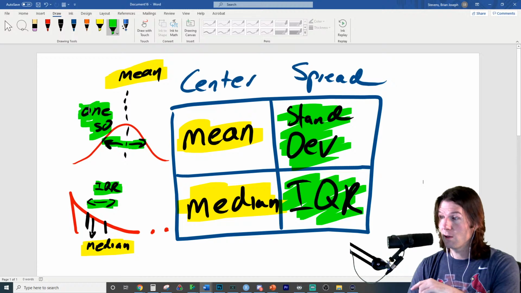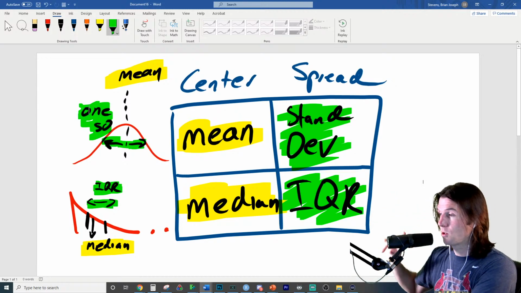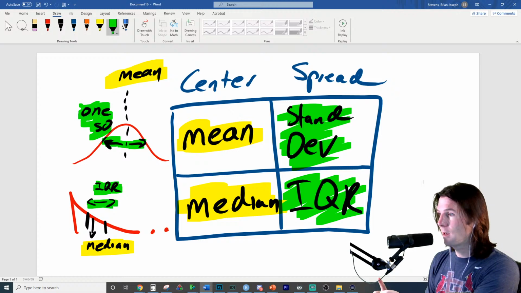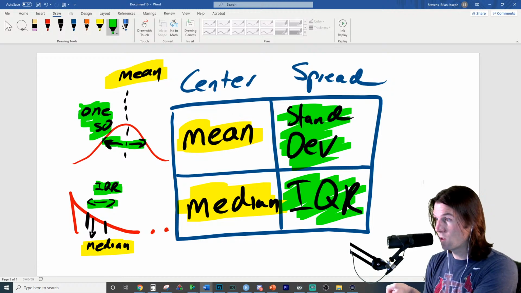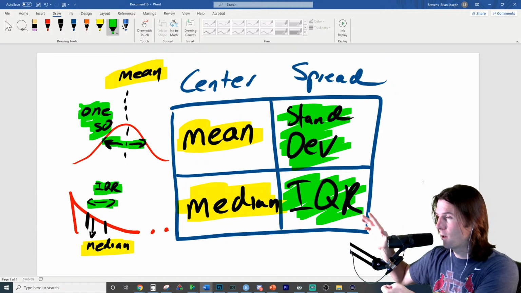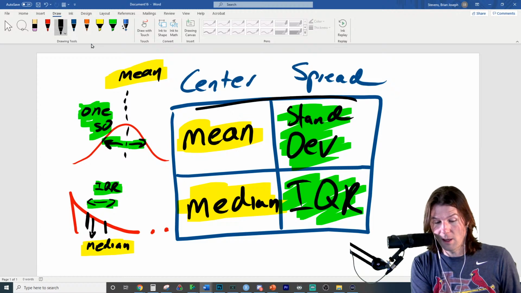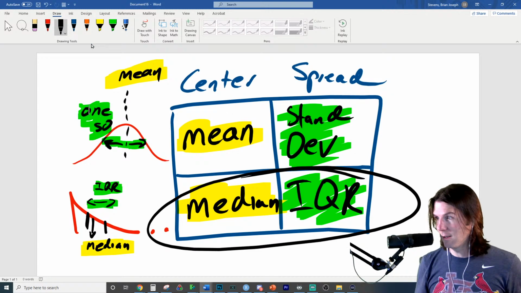So notice the color coding here. Take a screenshot if you want, put it in your notes, but you should know this instantaneously. There are two measures of center, mean and median. We use mean for normally distributed data. We use median for the skewed or outlier data. There are two measures of spread, standard deviation and IQR. Standard deviation is paired with the mean and IQR is paired with the median.